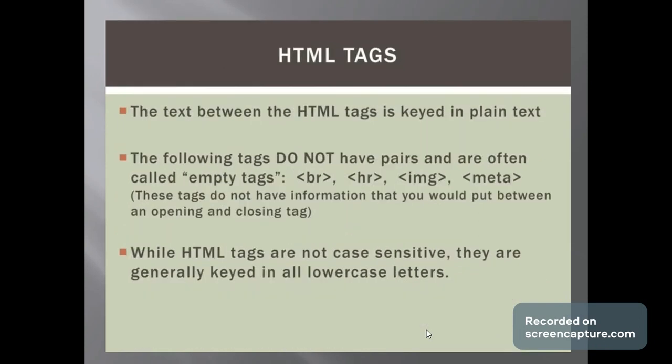Let us know about HTML tags. The text between the HTML tags is keyed in plain text. The following tags do not have space and are often called empty tags: br, hr, img, and meta. These tags do not have information that you would put between an opening and closing tag. While HTML tags are not case sensitive, they are generally keyed in all lowercase letters.